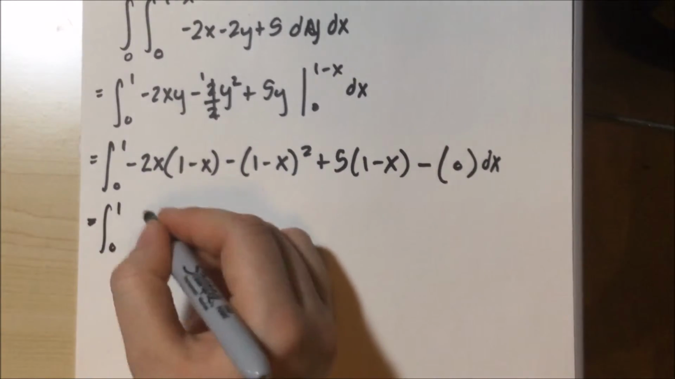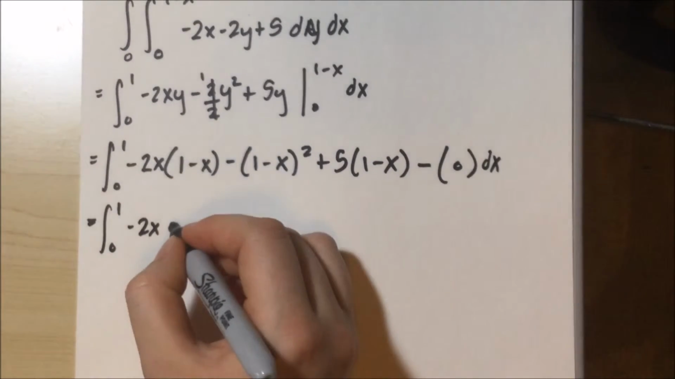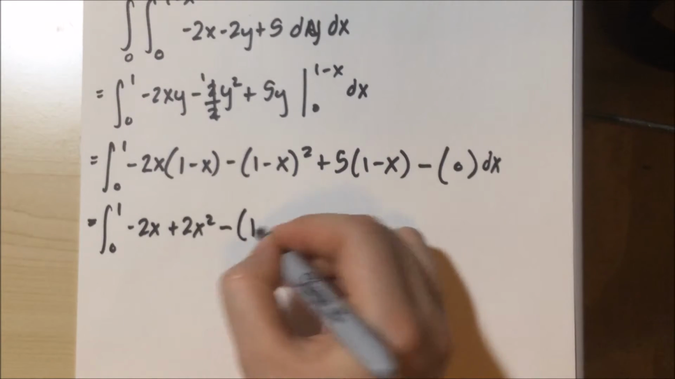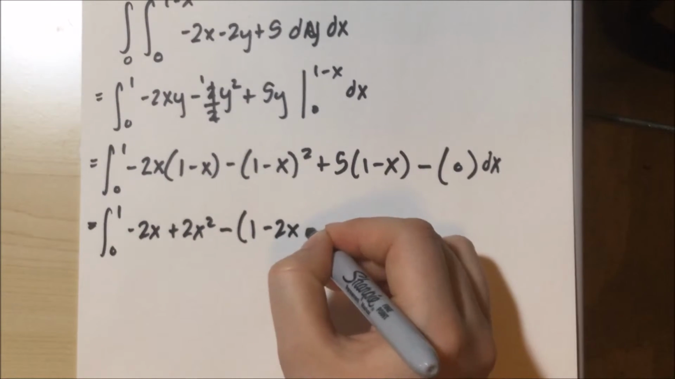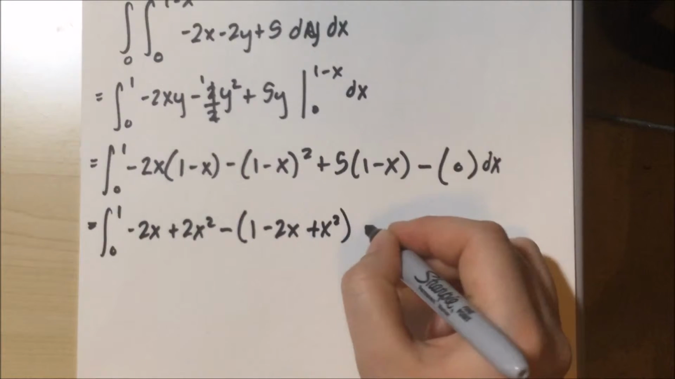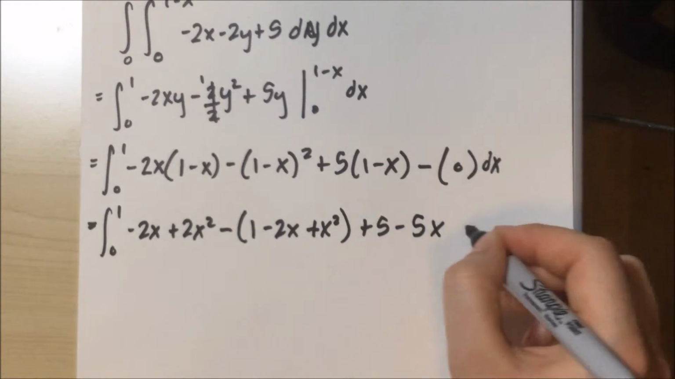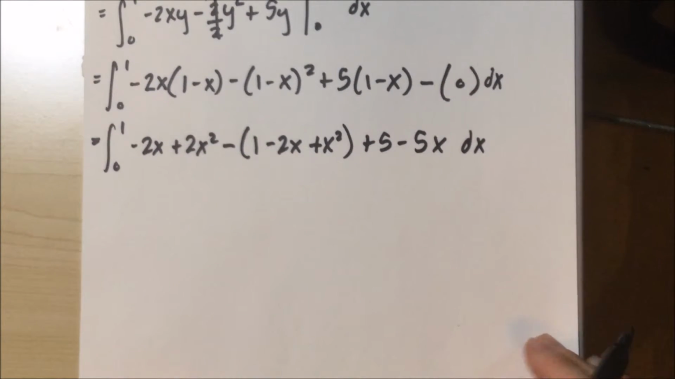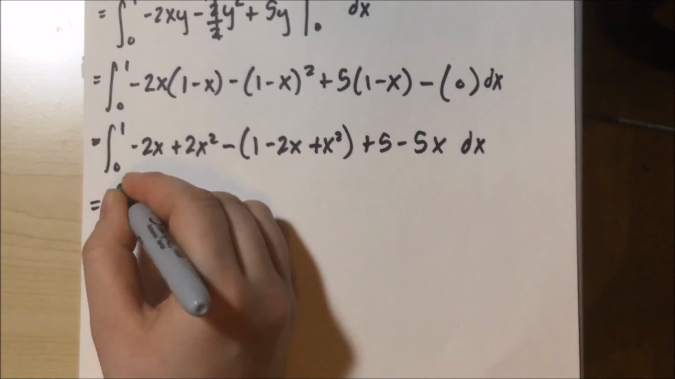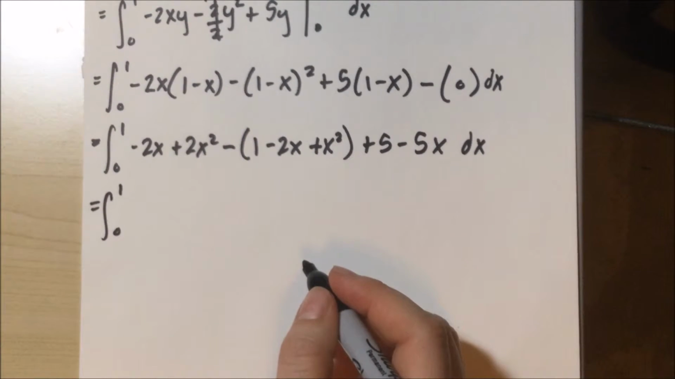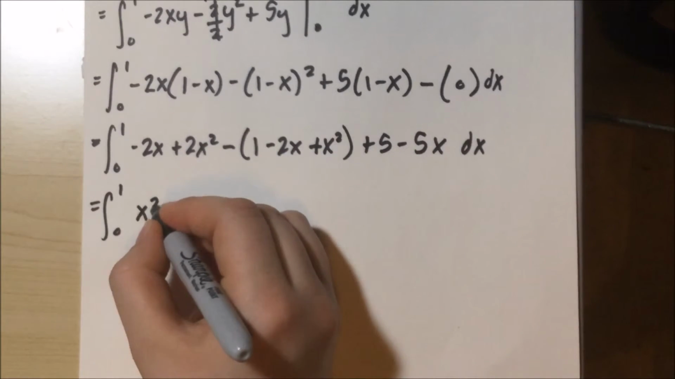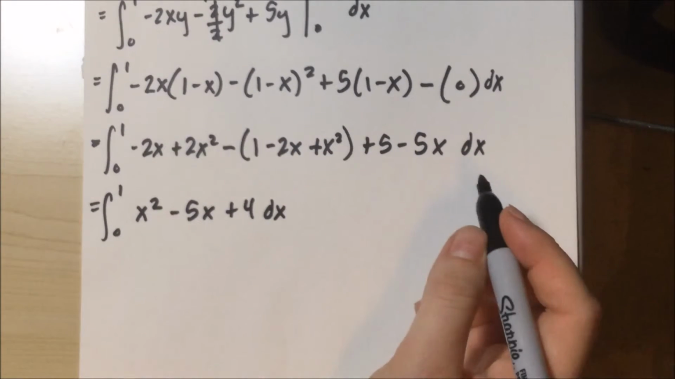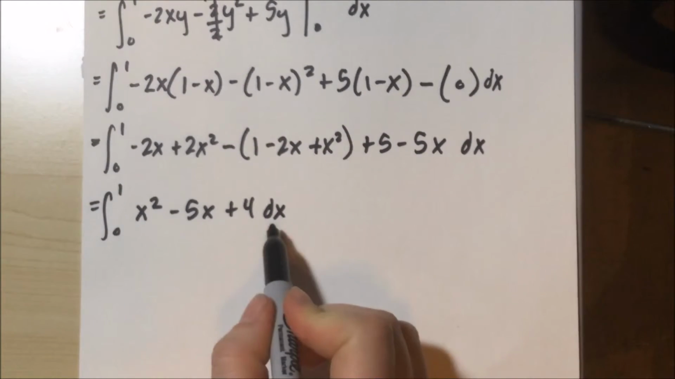Okay. So now I can just multiply all of this out. I get the integral from 0 to 1 of negative 2x plus 2x squared minus, flipping that out, 1 minus 2x plus x squared, plus 5 minus 5x, dx. Okay. And then I'm going to continue to add like terms. I make the integral from 0 to 1 of x squared minus 5x plus 4 dx. Now I'm going to integrate in terms of x.